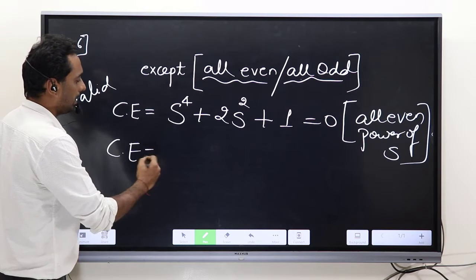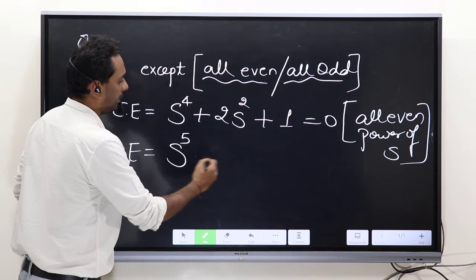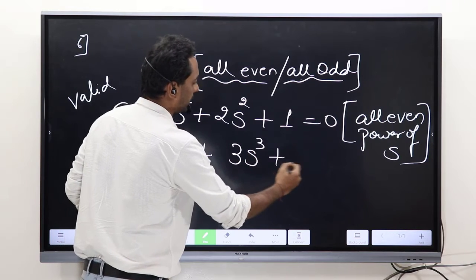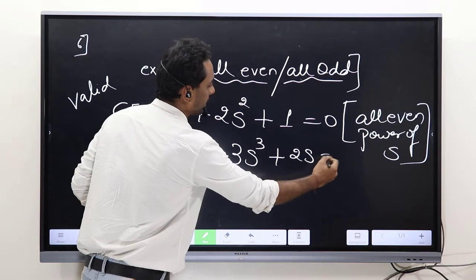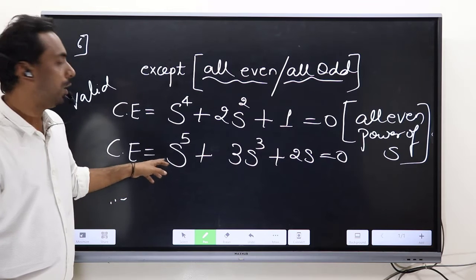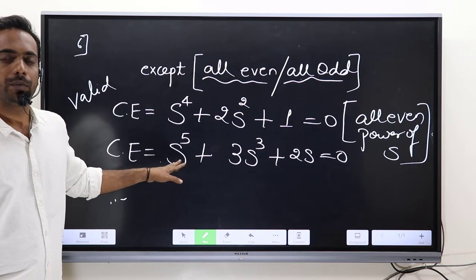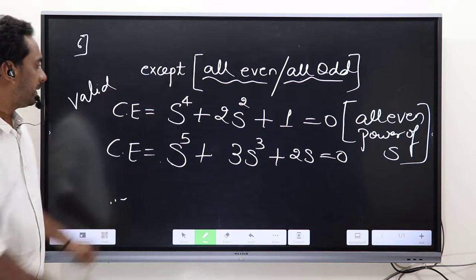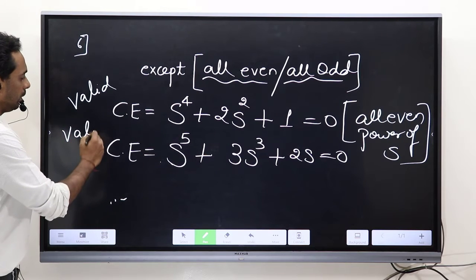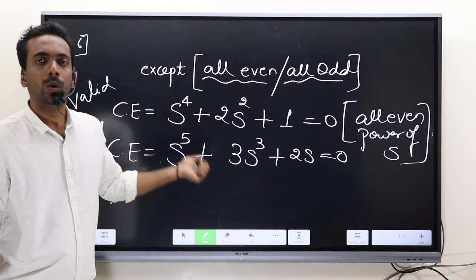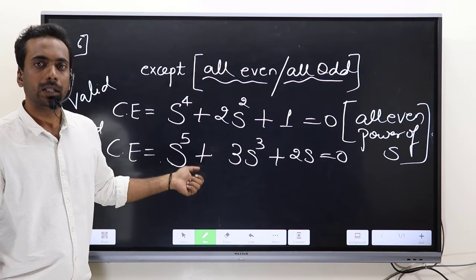या फिर आपका होगा s raised to 5 plus 3s cube plus 2s is equals to 0. ये क्या है, all odd. The powers of s are all odd. अगर ऐसा भी होगा equation, then also it is valid. And in order to find the stability, one should proceed with the Routh's table.